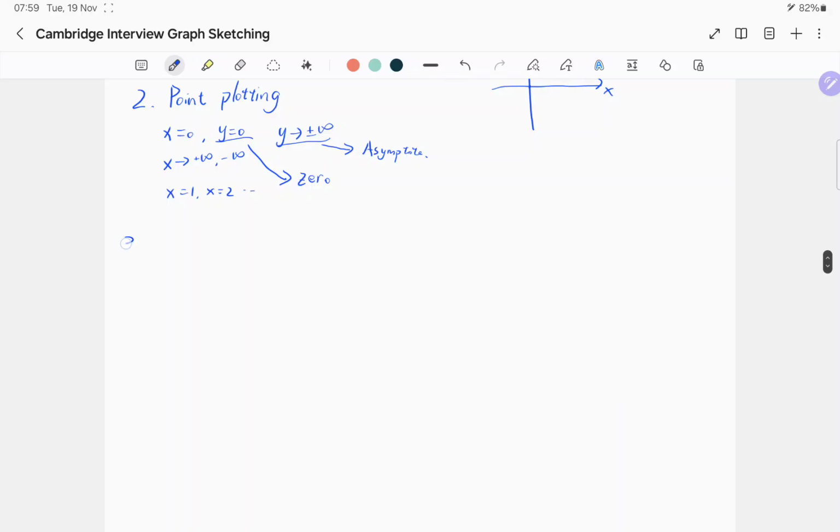And the third step is to find the stationary points, which means df over dx is equal to 0. Which means that at this point, it will not change. It is flat. And most of the time, we don't have to come to this step to find the graph.